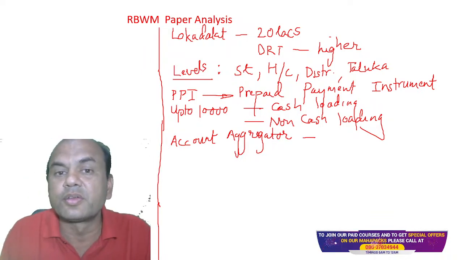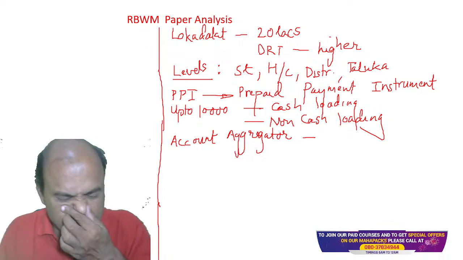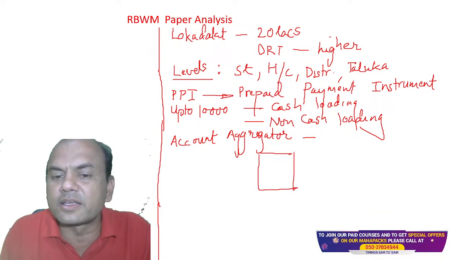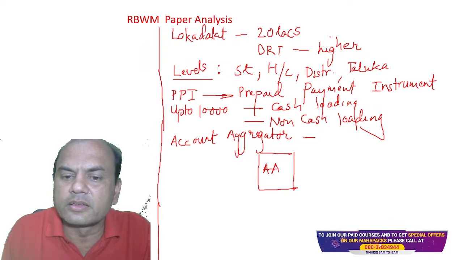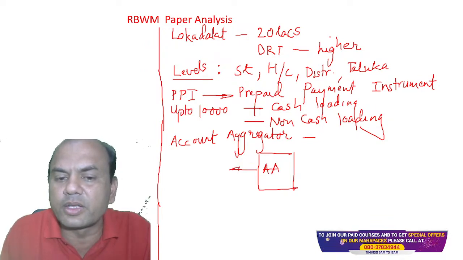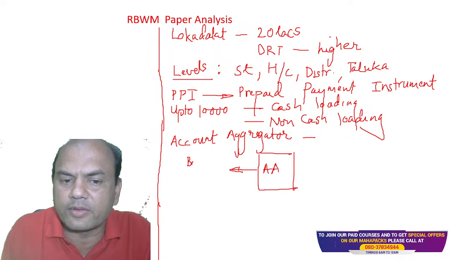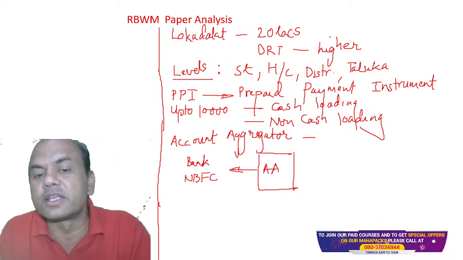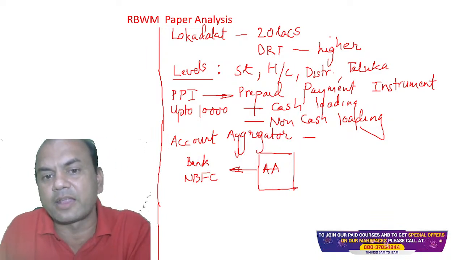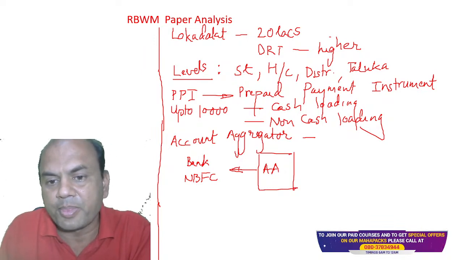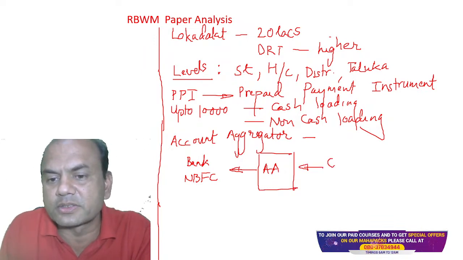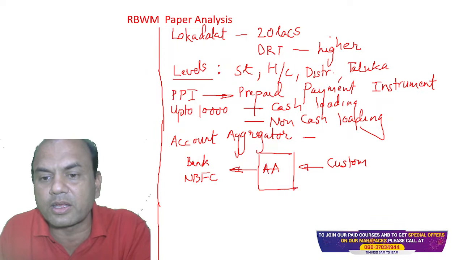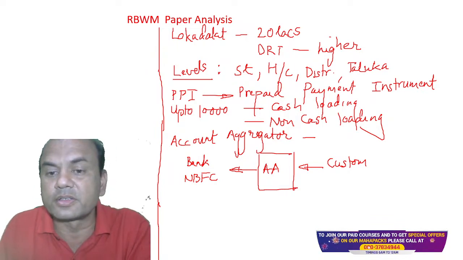See here, account aggregator is basically a linkage. This linkage, AA, I'll write it AA, is a linkage between the service provider, meaning bank or NBFC, and the second part, the customer. Understand the difference between account aggregator and the CIBIL.